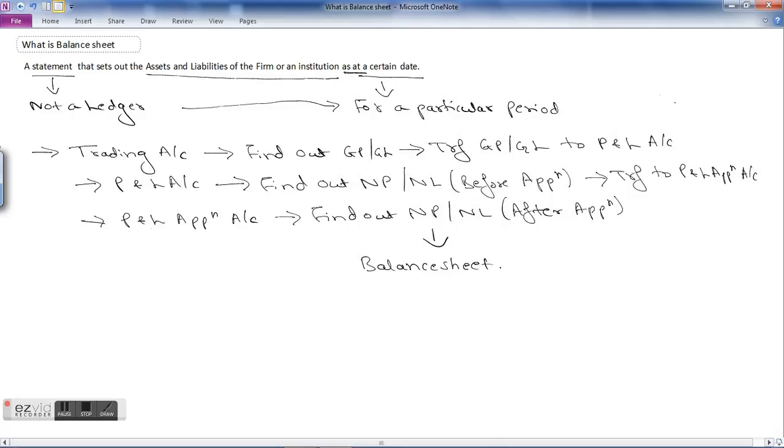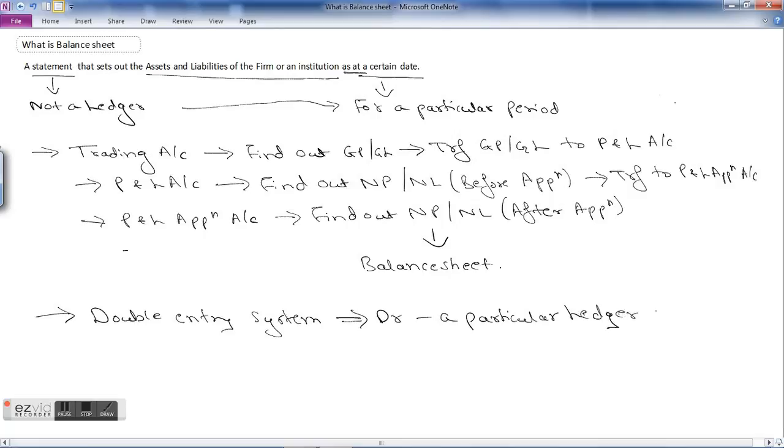Then one more thing: since a double entry accounting system is followed, what happens in the double entry system of accounting is that whenever you debit a particular ledger account, you credit some different ledger account by the same amount. So whenever a debit impact is given in a particular ledger account, for the same amount the credit impact is given in some other ledger account.